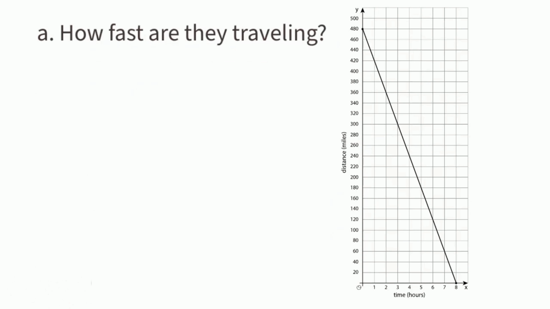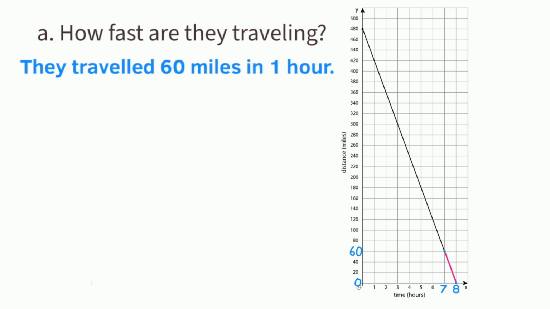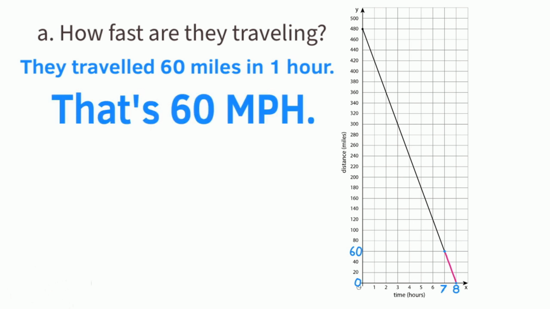The horizontal line along the bottom, or the x-axis, represents time in hours, and the vertical line, or the y-axis, represents distance in miles. In glancing at the line, I noticed that between hours 7 and 8, they traveled from 0 miles to 60 miles. That means that they're going 60 miles every 1 hour, or 60 miles an hour.